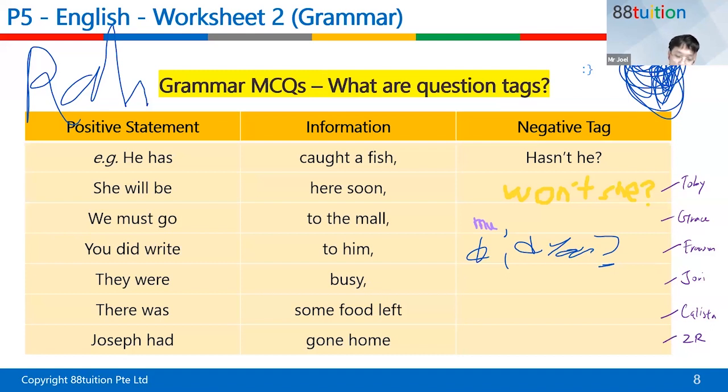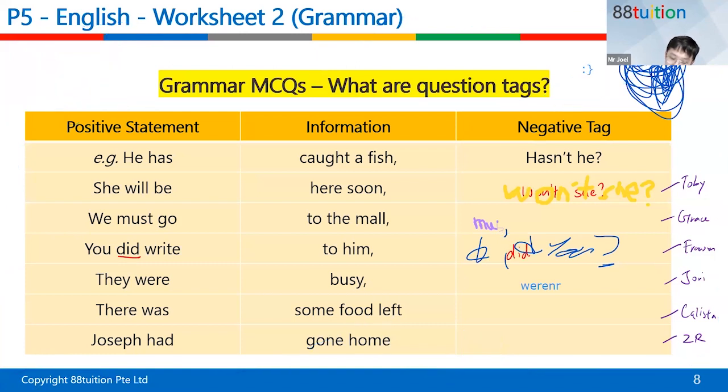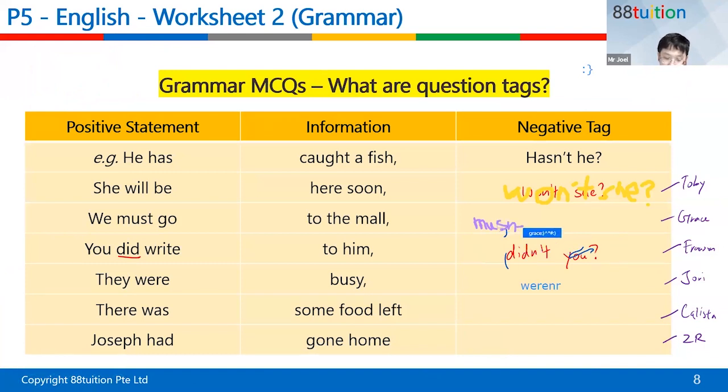Okay, Toby is correct. She will be here, won't she? Okay, good. So will and will not. Franson is not correct. What's the opposite of did? It must be didn't, right? So you did write to him. Didn't you? Not did you. You didn't. Okay, Jovi is correct, but Jovi needs to complete that sentence.